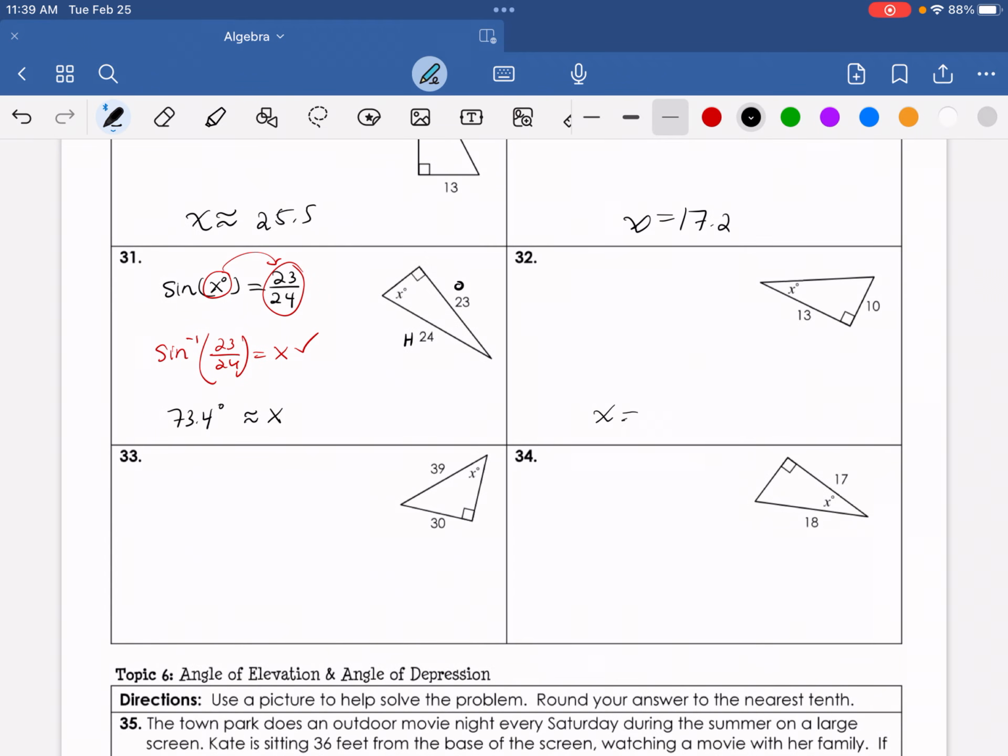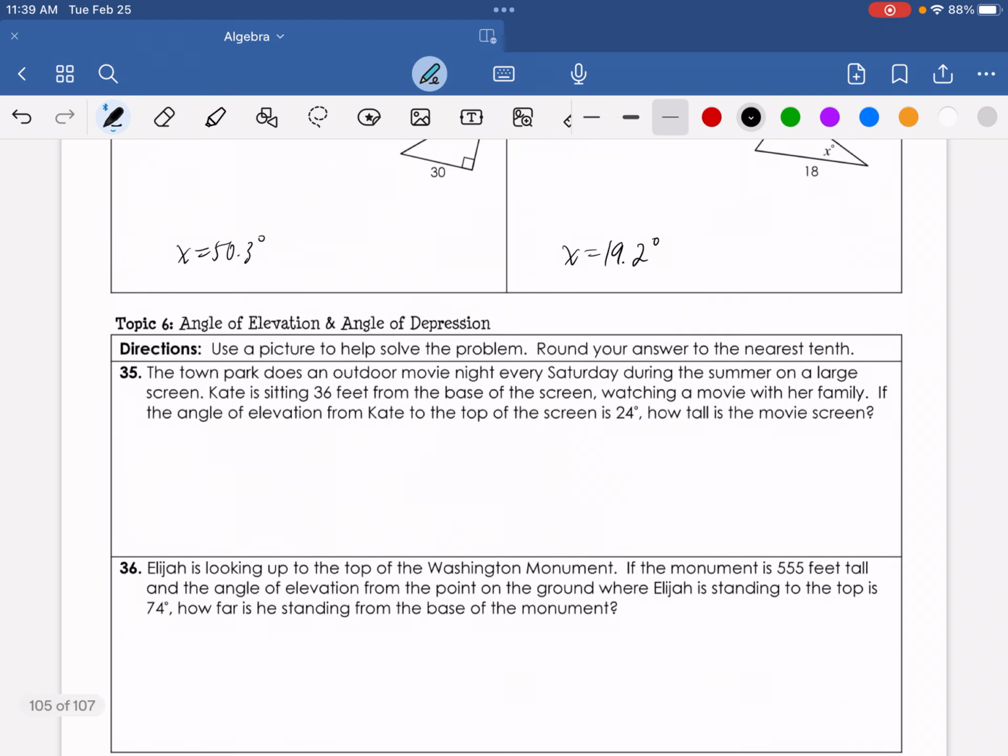So for 32, x is equal to 37.6 degrees. X is equal to 50.3 degrees. X is equal to 19.2 degrees. All right.